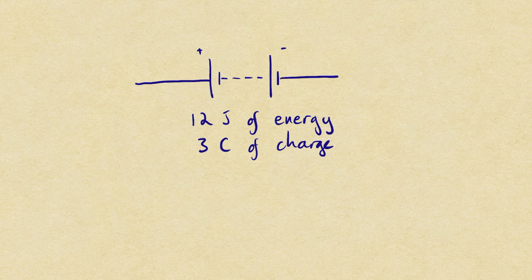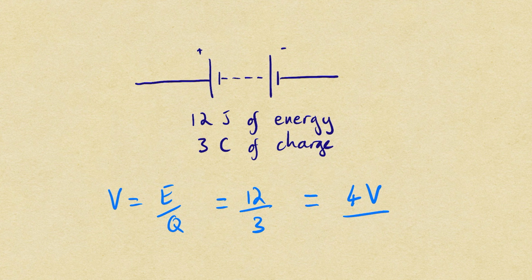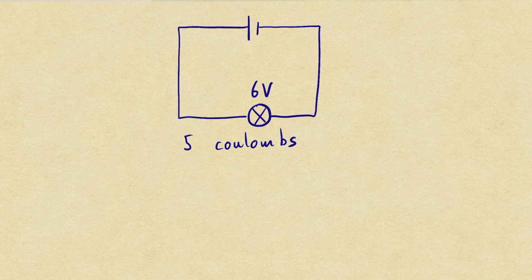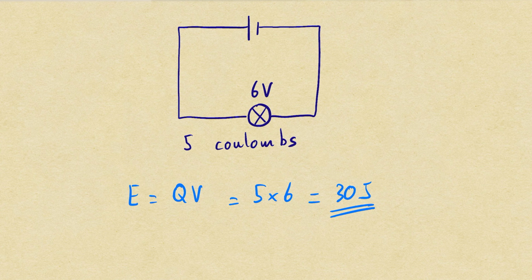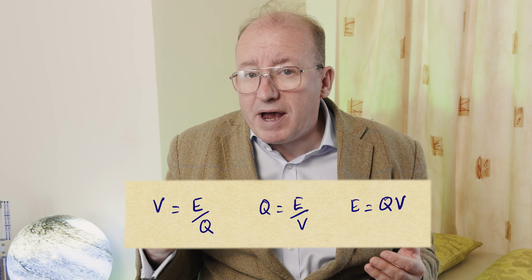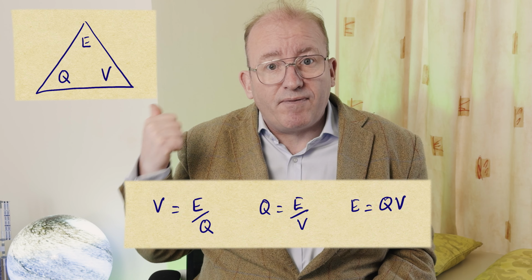Here, a battery provides 12 joules of energy to 3 coulombs of charge. What is the voltage? Well, voltage equals energy over charge, which is 12 over 3, which is 4 volts. In this circuit, a lamp has a voltage of 6 volts dropped across it. How much energy is given to the lamp by 5 coulombs of charge? Well, energy equals voltage times charge, which is 6 times 5, which is 30 joules. The equation can be written in 3 ways, and here is also the triangle if you find that useful.